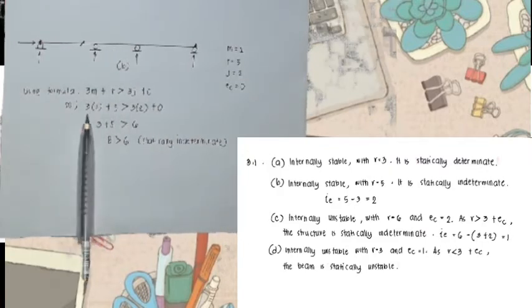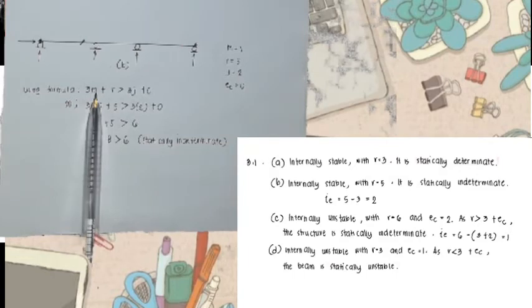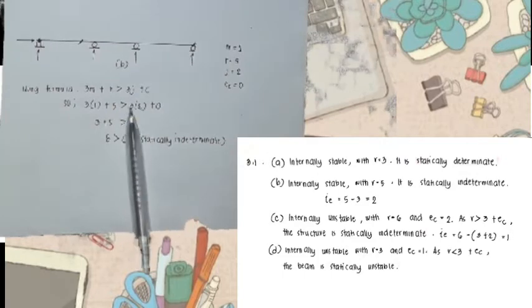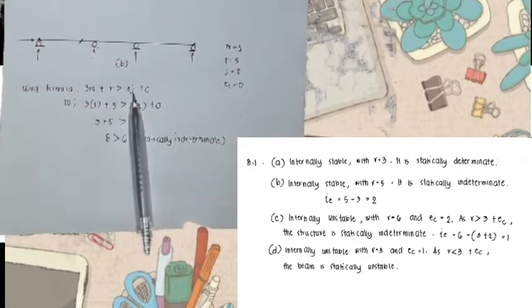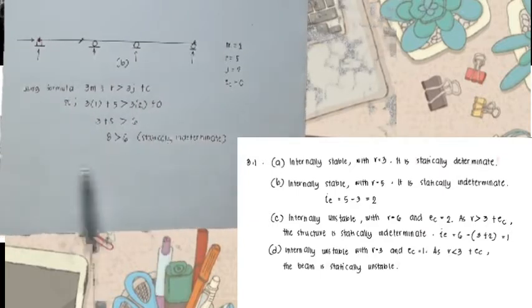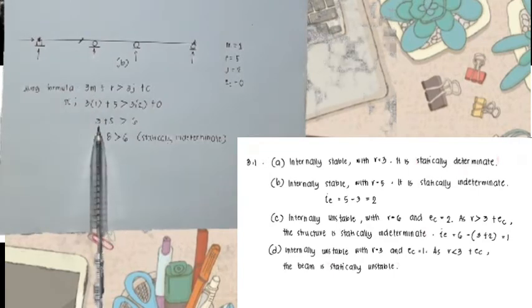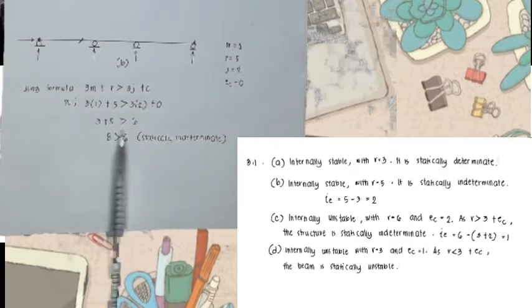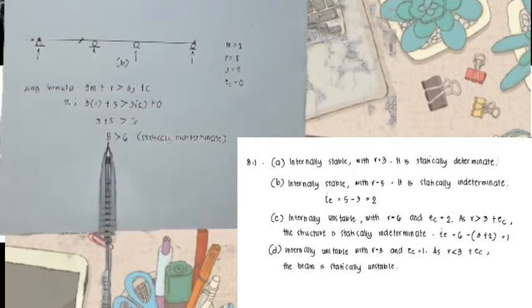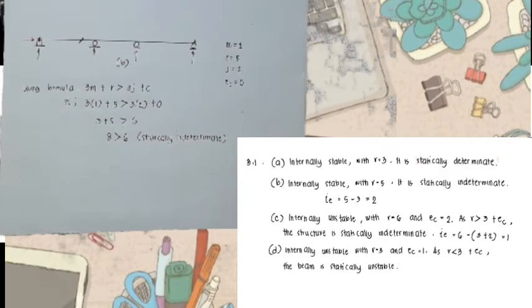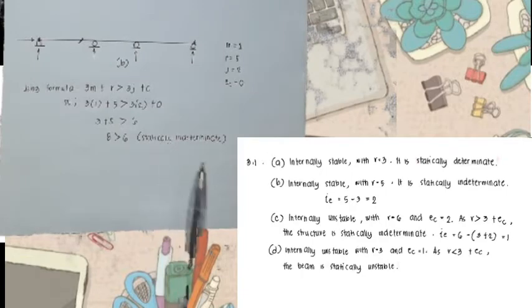So, 3 times the number of members, 1, plus the reaction, 5, greater than 3 times joint, 2, plus EC is equal to 0. So, 3 times 1 is equal to 3, plus 5 greater than 3 times 2 is equal to 6. So, 3 plus 5 is 8, greater than 6. So, this means that it is internally stable with the reaction of 5. So, it is statically indeterminate.